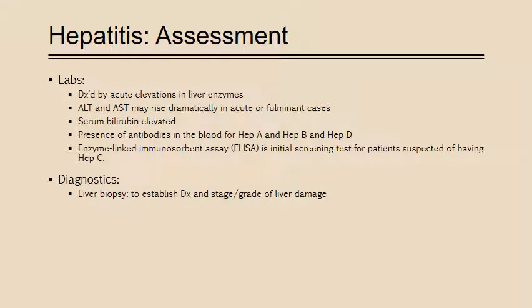The labs: hepatitis is diagnosed by acute elevations in liver enzymes. The ALT and AST may rise dramatically in that acute fulminant case. Serum bilirubin will be elevated. Presence of antibodies for hepatitis A, B, D. You're going to see the antibodies to those in the blood if you screen for that. Enzyme-linked immunosorbent assay, which is the ELISA, is the initial screening test for patients suspected of having hepatitis C. The diagnostics would be a liver biopsy to establish the diagnosis and the stage and grading of the liver damage.